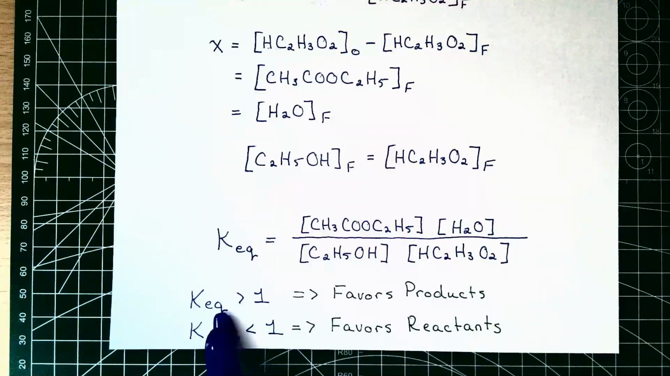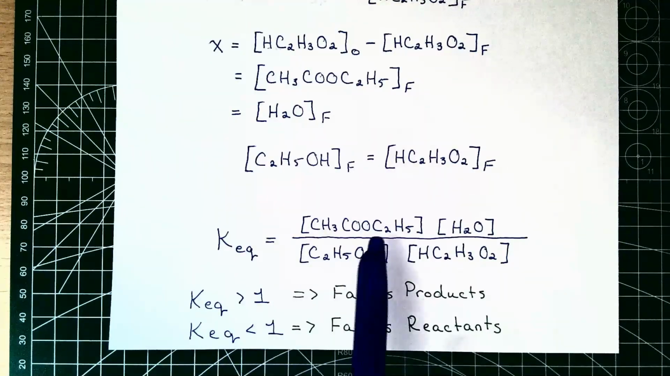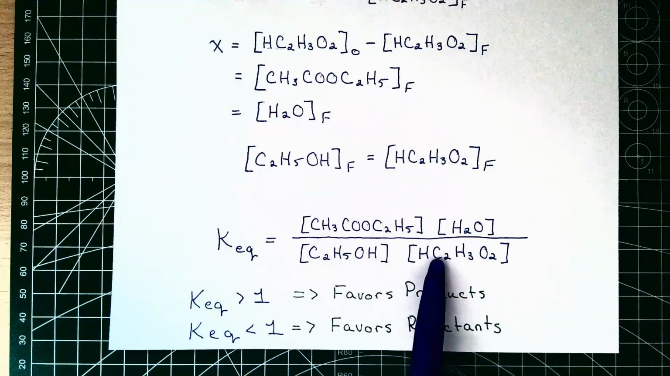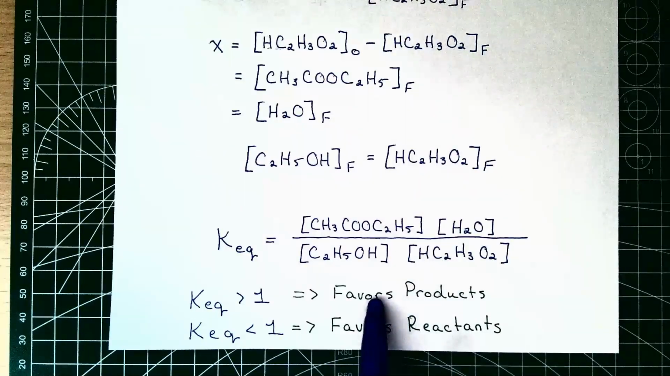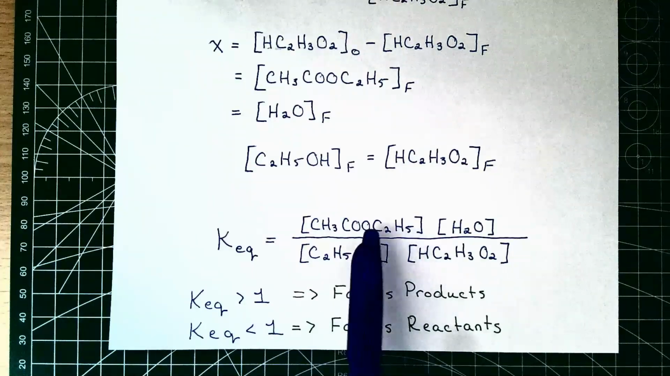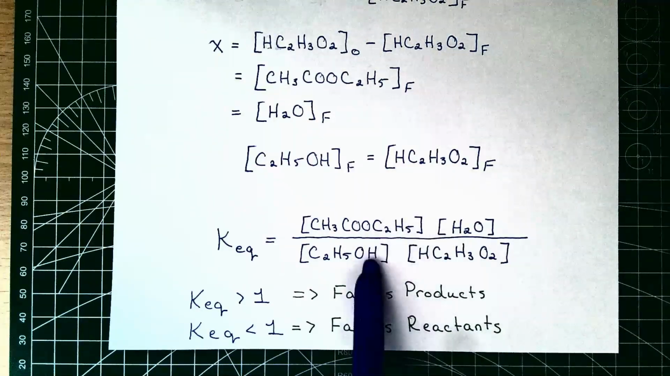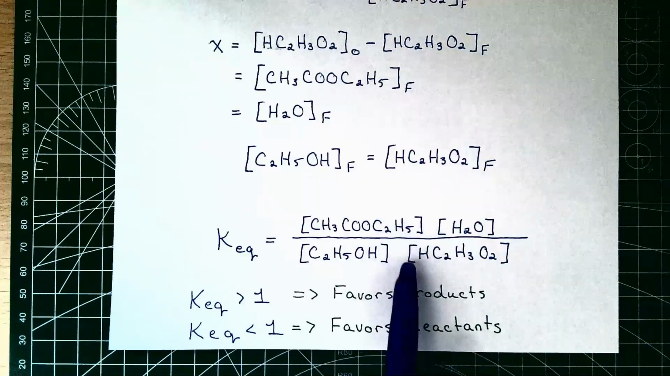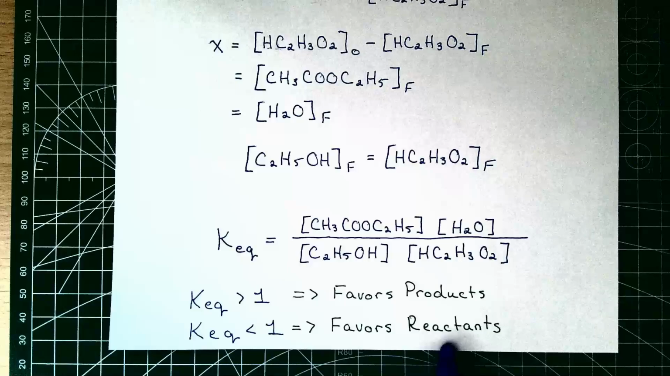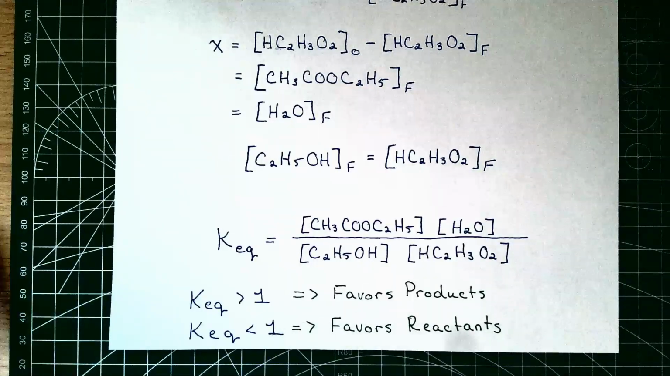We know that if this value is greater than 1, meaning the numerator, the products, are larger than the reactants, the denominator, this is going to favor the products. If the KEQ is less than 1, meaning that the numerator is smaller than the denominator, so the products are less than the reactants, this reaction is going to favor the reactants. And that's pretty much it.